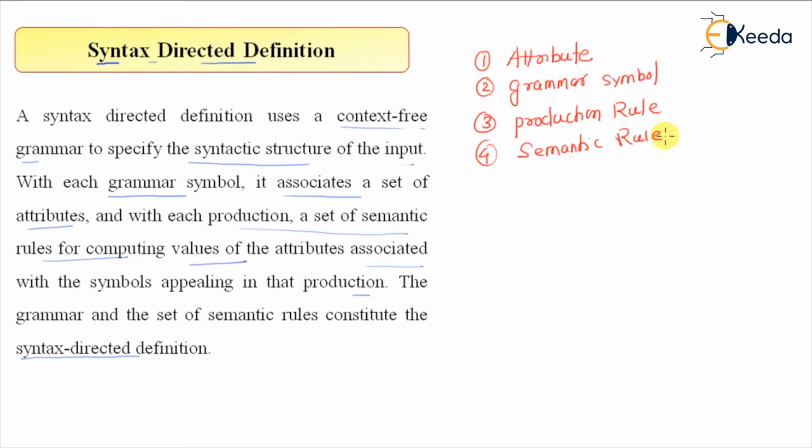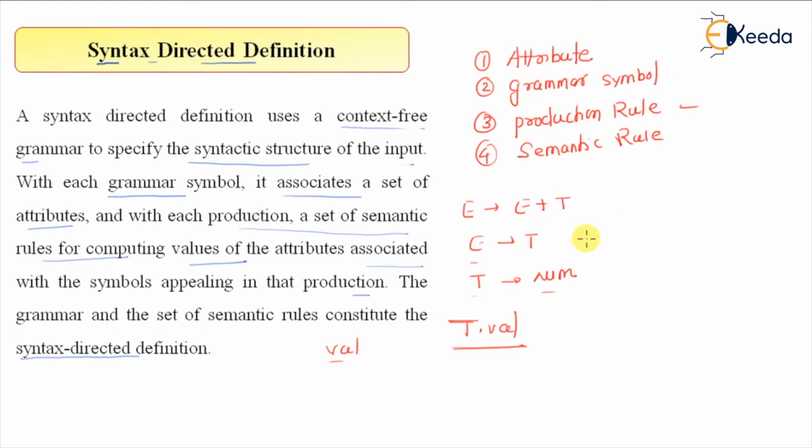Let me give you an example. Suppose I have a production, something very simple: E derives E plus T, E derives T, and T derives num, and it can be anything. Here, with this grammar symbol, first I want to associate an attribute value, and let me call that value T dot val. So val is my attribute, and I am associating it with the grammar symbol T, as T dot val.